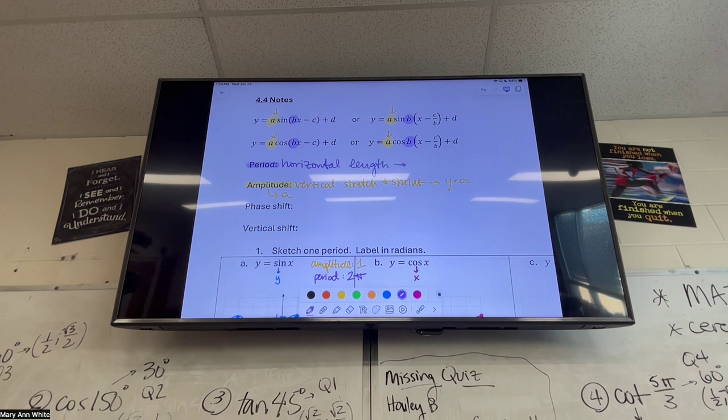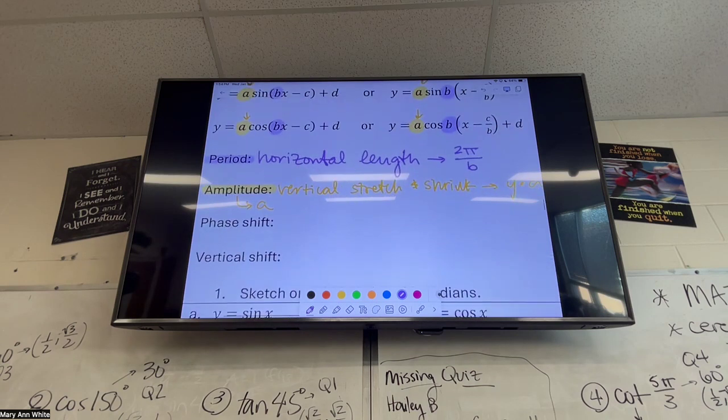And normally your horizontal length is 2 pi, going all the way around the circle. If your period is changed, that letter B will be divided by 2 pi to tell me what my new period is. If there's not a number in front of x, then it's just 2 pi. If there is a number in front of x, we're going to do 2 pi divided by that number.